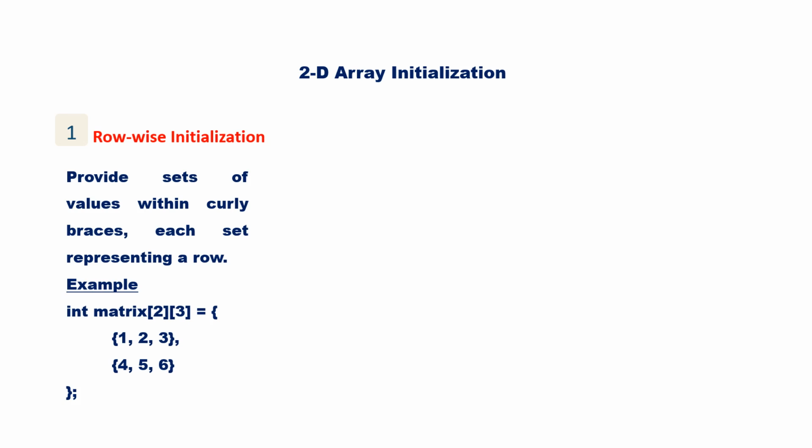Now let us discuss the two-dimensional array initialization. Row-wise initialization involves specifying each row's values enclosed in curly braces during the array declaration. In the example given, outer curly braces enclose the entire initialization data, indicating a multidimensional array. Each pair of inner curly braces defines the values for a single row within the array. Here matrix is a 2 by 3 array with elements in the first row 1, 2 and 3 and in the second row 4, 5 and 6.